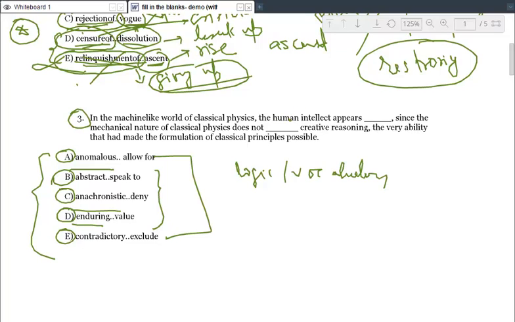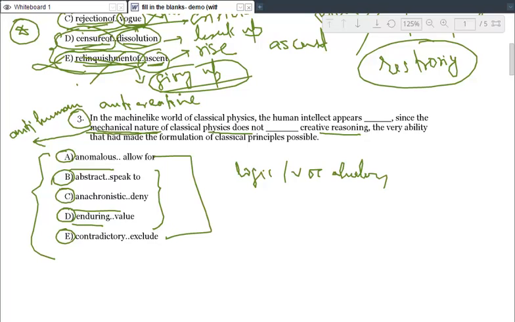Where is the clue? Can anyone give me the biggest clue to this question? I mean, to the right answer? Okay, physics does not need creative reasoning. Since the mechanical nature of, what do you mean by mechanical nature, people? What do you mean by mechanical nature of something? If something is mechanical, then it is anti-human, right? It is anti-human, it is anti-creative.